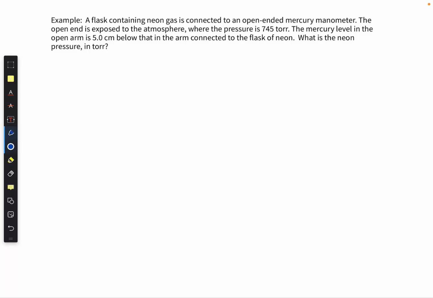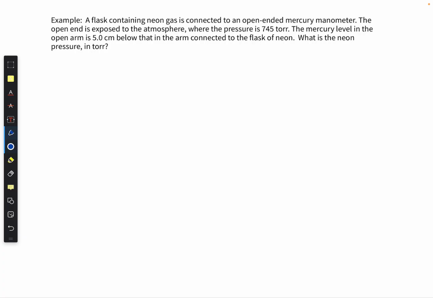In this example, a flask containing neon gas is connected to an open-ended mercury manometer. The open end is exposed to the atmosphere with a pressure 745 torr. The mercury level in the open arm is 5 centimeters below that in the arm connected to the flask of neon. What is the neon pressure in torr?